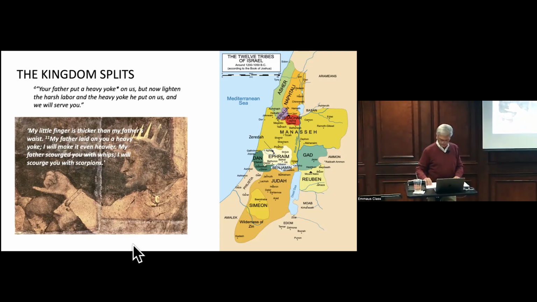But what happens? Well, the Lord intervenes. 2 Chronicles 11:2-4. But the word of God came to Shemaiah, the man of God. Say to Rehoboam, son of Solomon, king of Judah, to the whole house of Judah and Benjamin, and to the rest of the people, this is what the Lord says. Do not go up to fight against your brothers, the Israelites. Go home, every one of you, for this is my doing. So they obeyed the word of the Lord and went home again as the Lord had ordered.